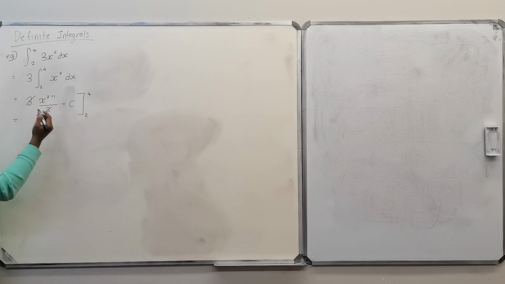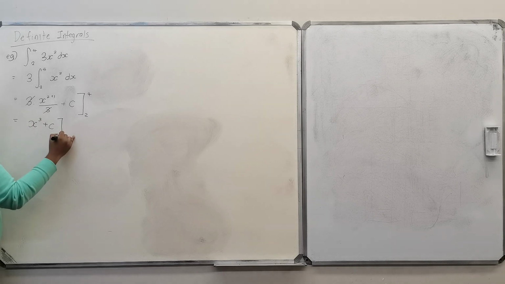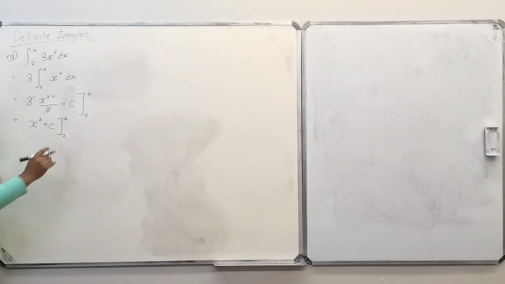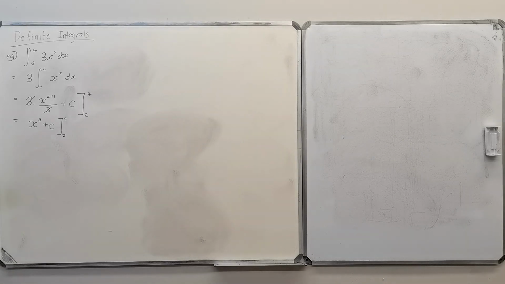So this is going to cancel, right? You're going to end up with x cubed plus c, and you're integrating from 4 to 2. Now when you're using your upper and lower limits, you substitute. You substitute your upper first minus your lower limit, right? So this is 4.